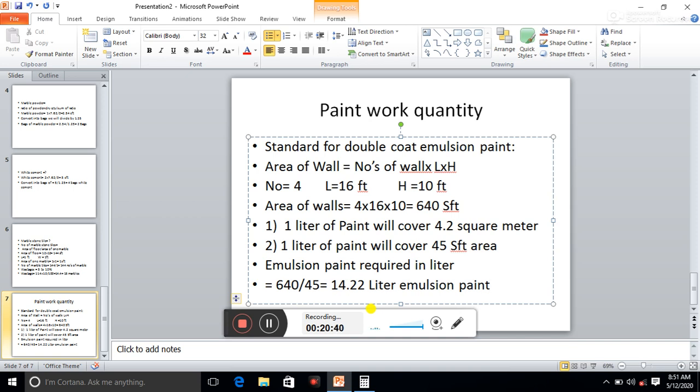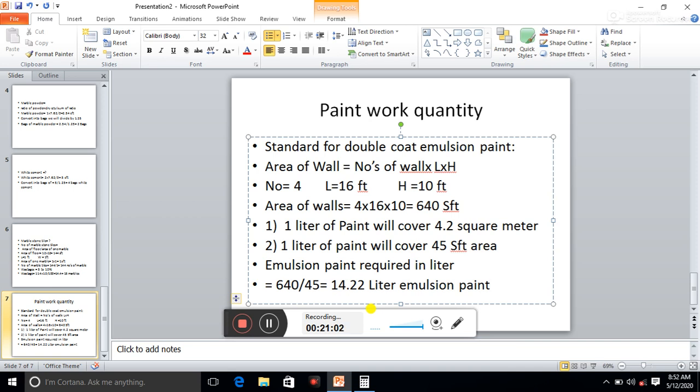Okay, that means if we have four walls, each having length 16 feet and height 10 feet, those walls will require 14.22 liter emulsion paint.